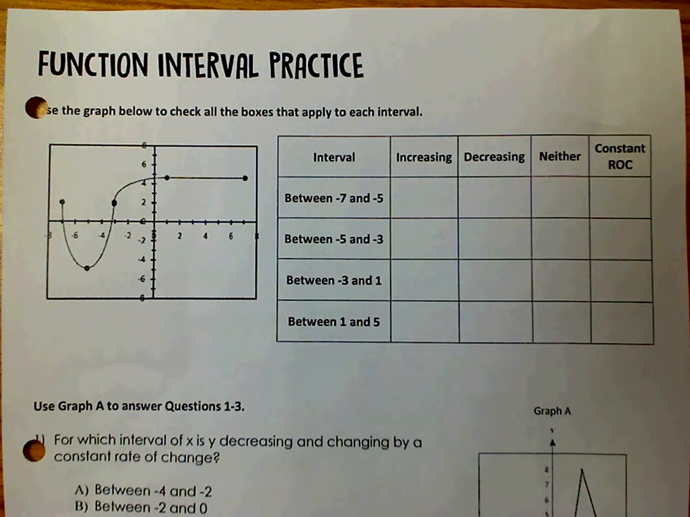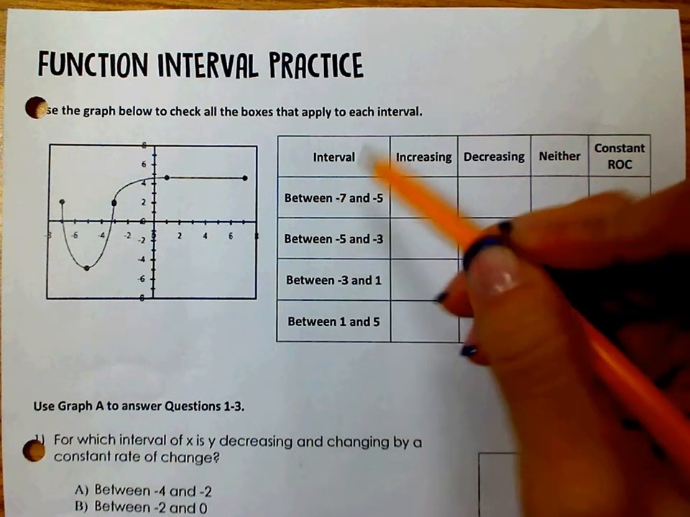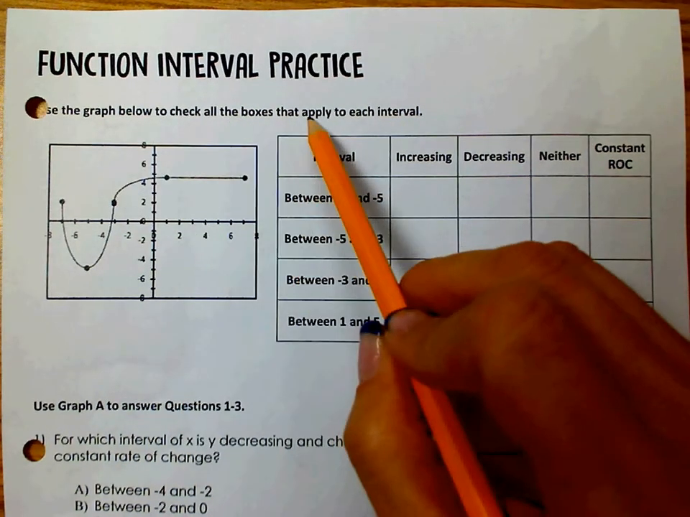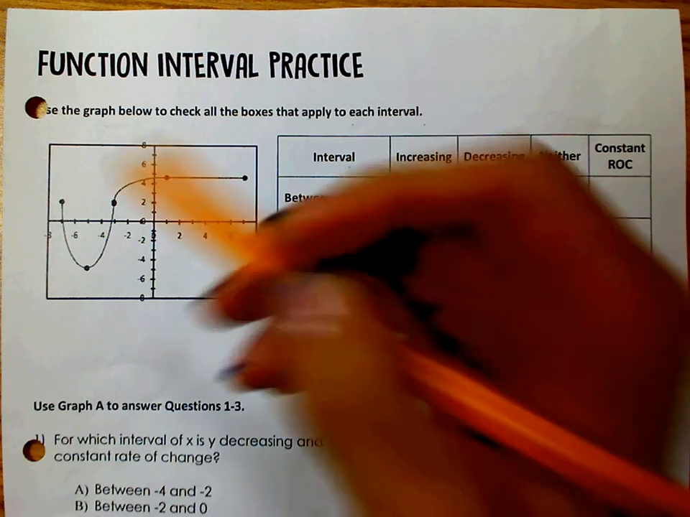Okay, we're going to go over the function interval practice. As we did in class today, we already did the top portion of the assignment, but just as a refresher, it says use the graph below to check all the boxes that apply to each interval. So this is an interval, -7 and -5.